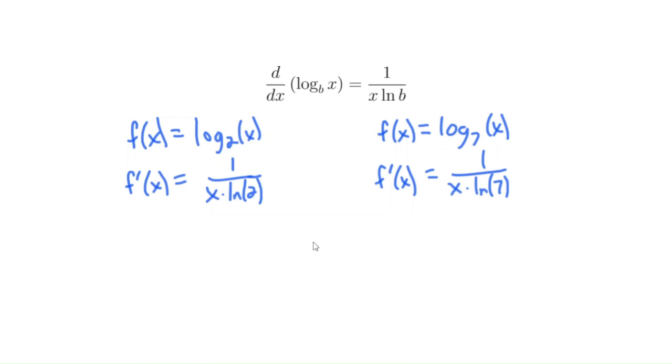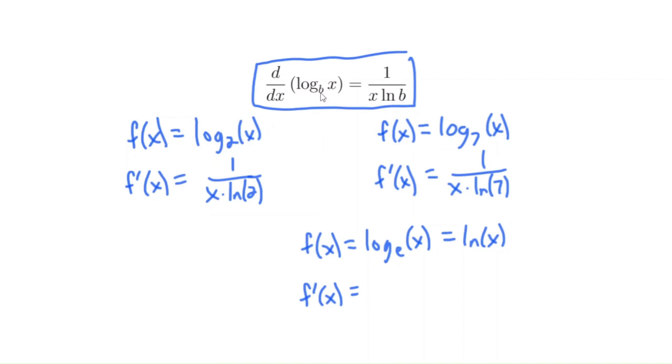Now, what would the rule say for something like this? f of x equals log base e of x. Well, remember, log base e of x is the same thing as natural log of x, and we already know the derivative of natural log of x is 1 over x. So our answer should be 1 over x. But what does this formula say the answer is? Okay, if we use this formula, if we let b be e here, so instead of letting b be 2 or b be 7 like we did here, what if we let b be e? Well, the formula says the answer should be 1 over x times ln of e. But again, ln of e is just 1. So this is just 1 over x, just like we would expect it to be, right? The derivative of log base e of x, or natural log of x, is 1 over x.